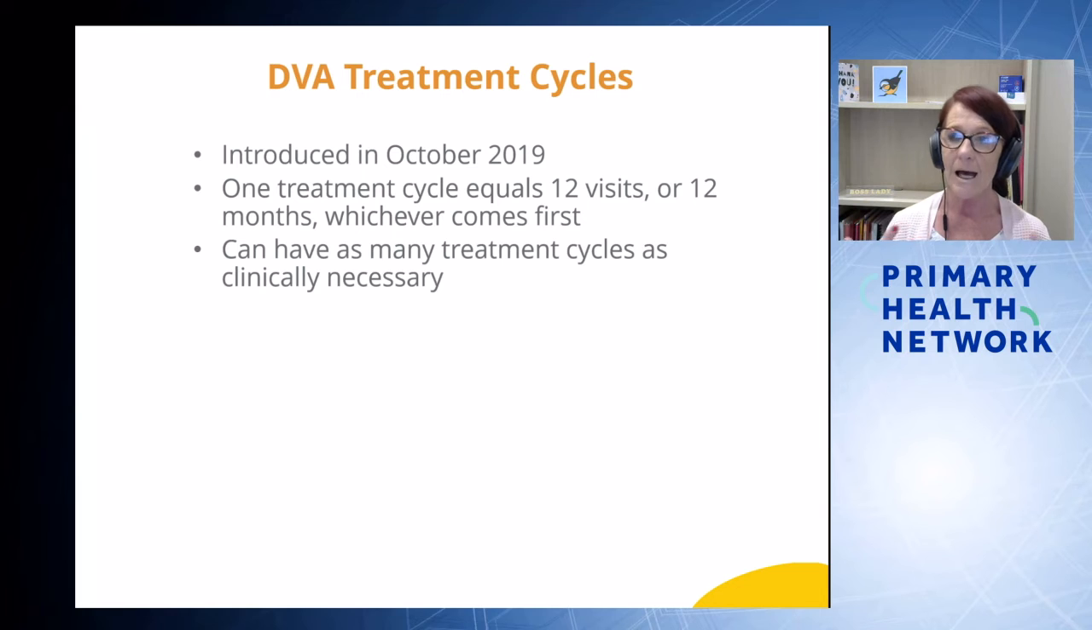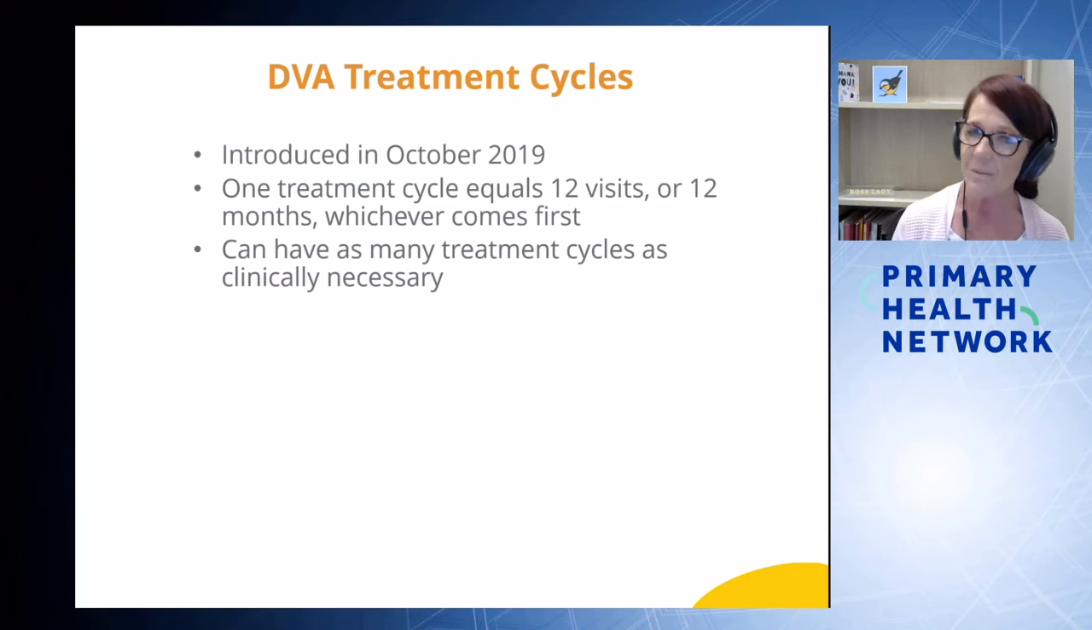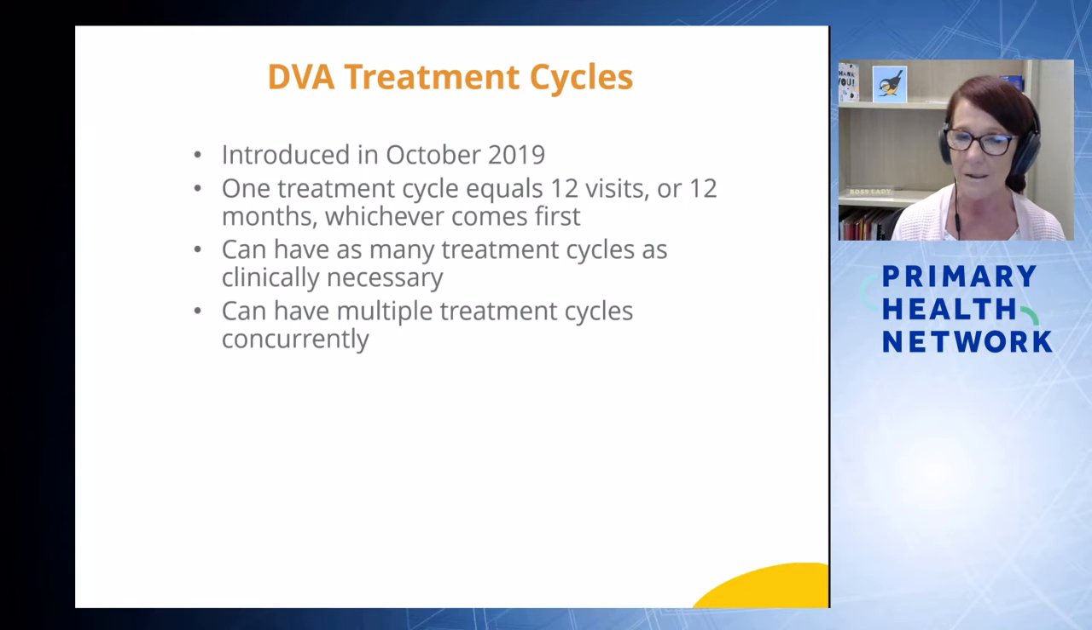And for the actual treatment cycles, there can be as many as is required. So if you refer one of your residents to a physio, for example, for the first 12 visits, and the physio comes back to you and says, we're really getting somewhere, or the diabetes educator says, I'd like to continue on with these services, then the GP can refer for another cycle of care. And there can be as many cycles as the GP and the allied health professional deem necessary. And there can be multiple cycles within one year. So you can have 3 or 4 different providers all providing DVA treatment cycles.